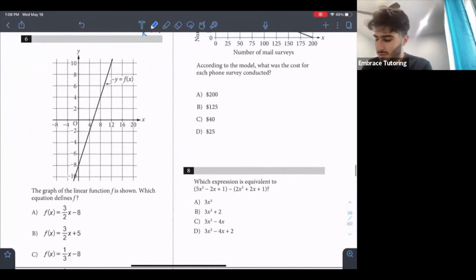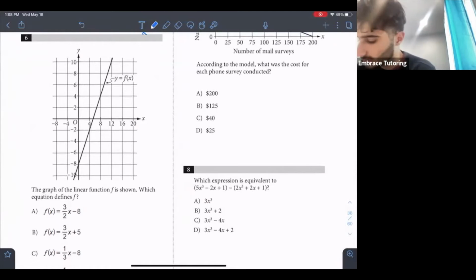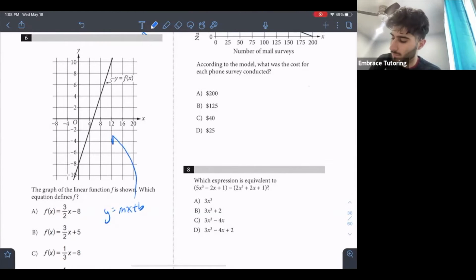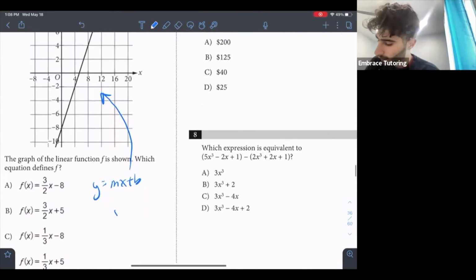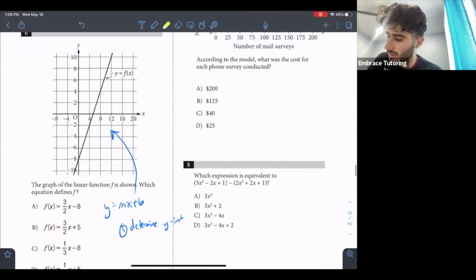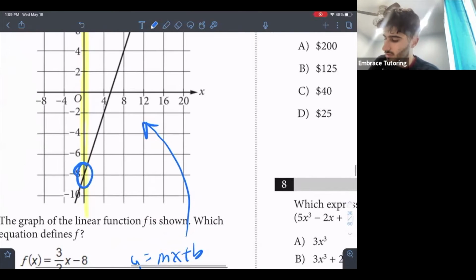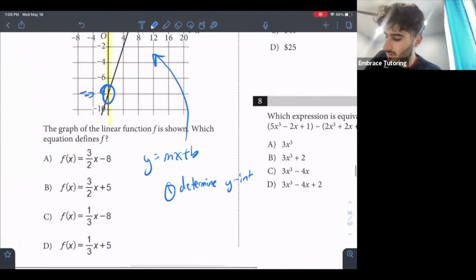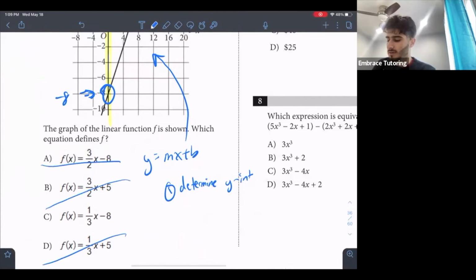Question 6. The graph of the linear function f is shown. Which equation defines f? So basically what they're asking us to do is determine the equation of the line, which is y is equal to mx plus b, and get it from this graph. So what we do here first is determine the y-intercept. The y-intercept can be determined on the line on the y-axis. So wherever it crosses the y-axis, it crosses right here, and we know that this is -8. So we know it has to be either A or C.